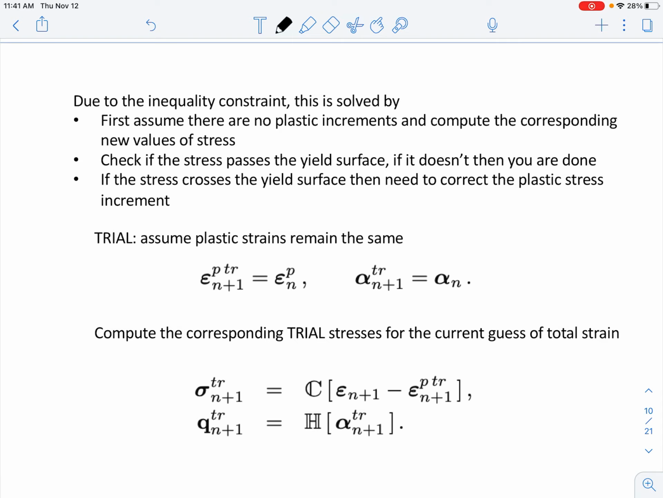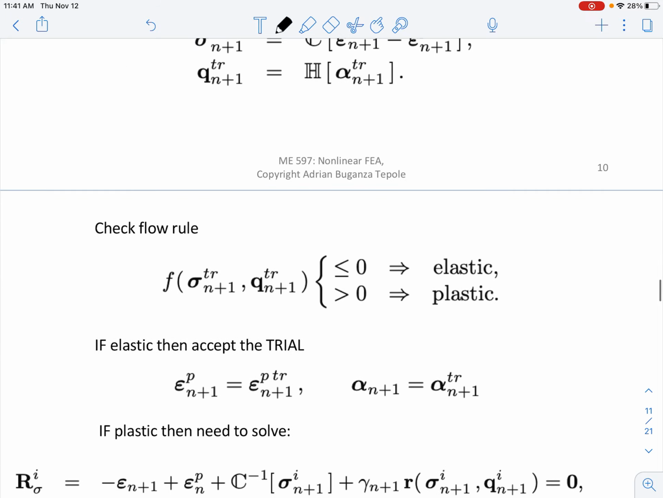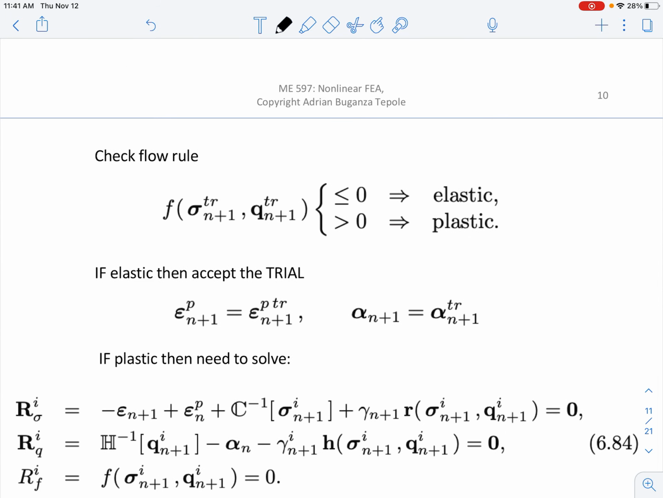If it turns out that you satisfy the inequality in the yield function, so you are below yielding, that's it. Then you don't need to do anything else. So check the flow rule. If it is less than or equal to 0, then it's an elastic step. So that's it. If it's elastic, then you accept the trial, right? So the trial becomes the actual one, and the trial stress is the stress. So no problem right there. It's just an elastic step.